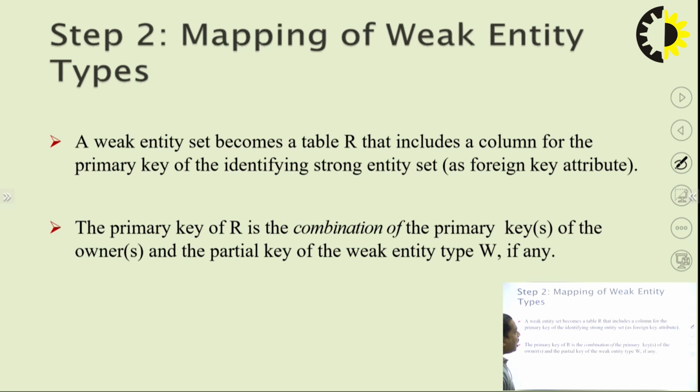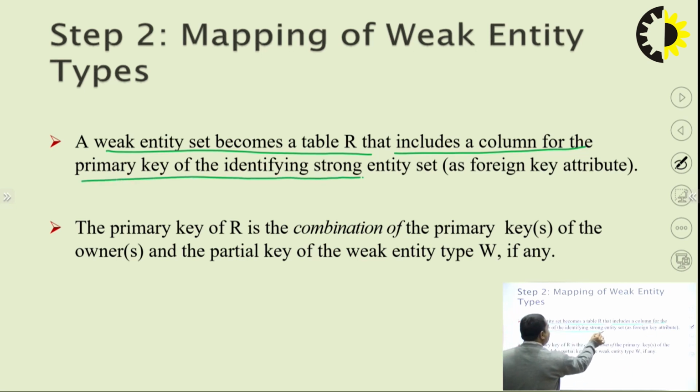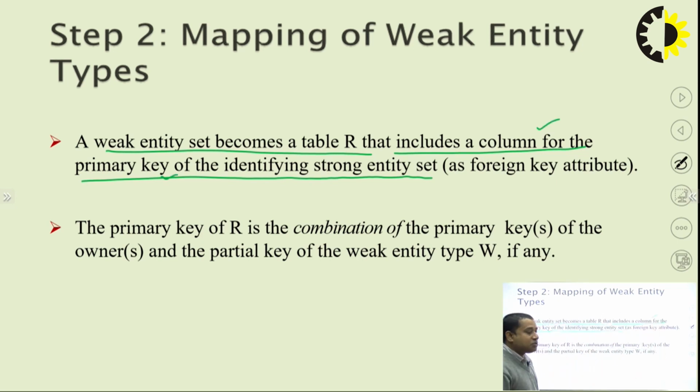So how to represent a weak entity set in our relational model? A weak entity set becomes a table that includes a column from the primary key of the identifying strong entity set. So it will be represented in the form of a foreign key in this relation. So how to map a weak entity set into our relational model? Here we can see the weak entity set becomes a table that includes the column from the primary key of the identifying strong entity set.